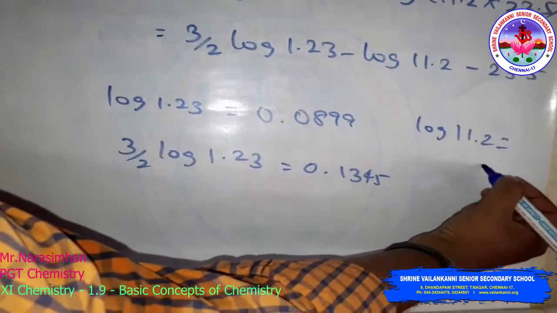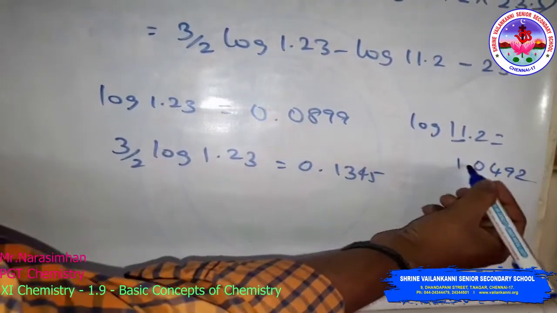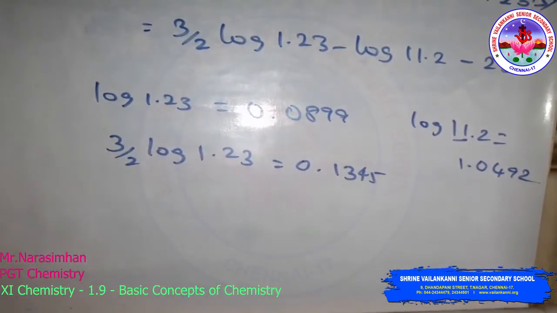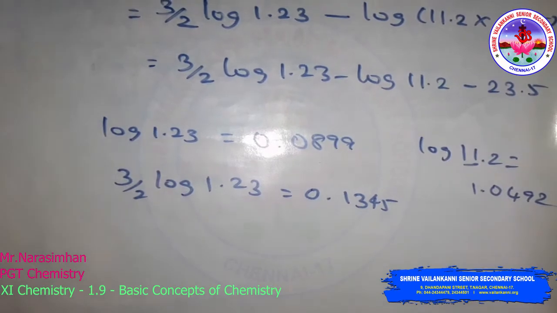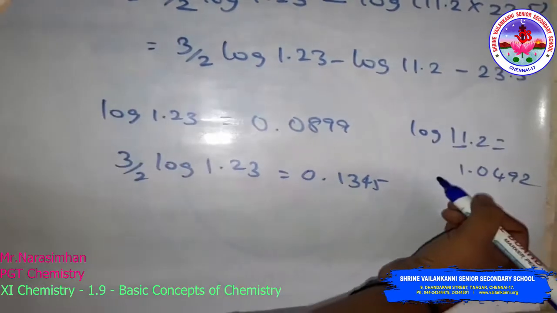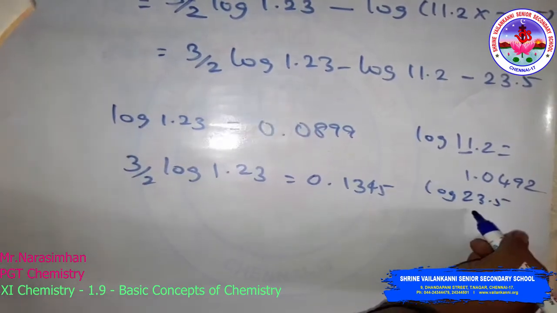So 0492. What is the characteristic? 2 digits, so that is 1. So 1.0492. Then the log of 23.5. So what is the characteristic?